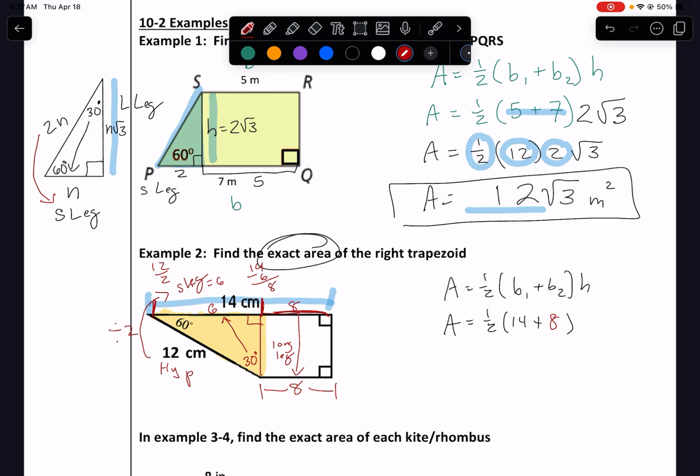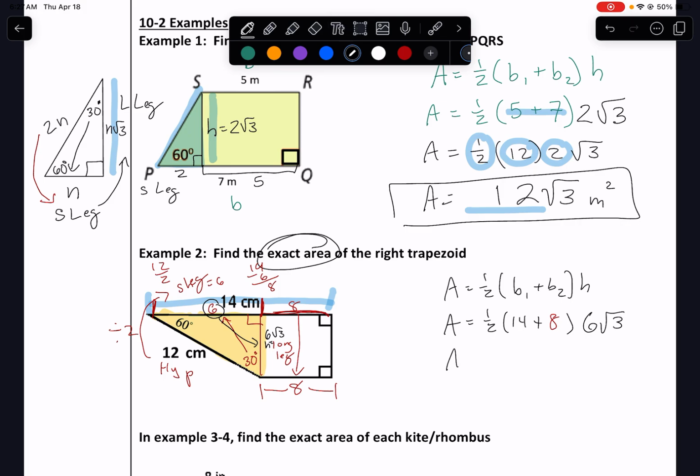And we're still missing the height. The height is our long leg, so we take our short leg and multiply it by the square root of 3. So 6 times the square root of 3 is 6 square roots of 3, which will be our height. Let's make that look more like a 3.